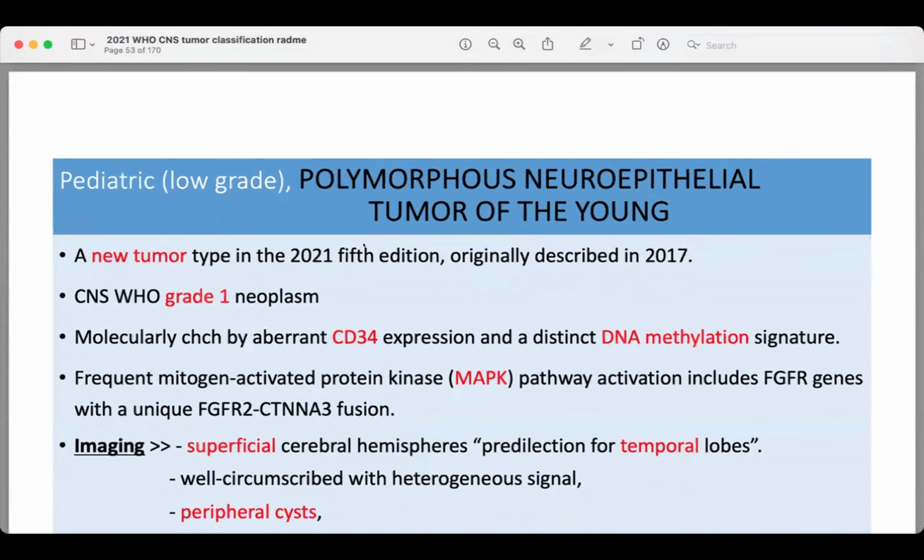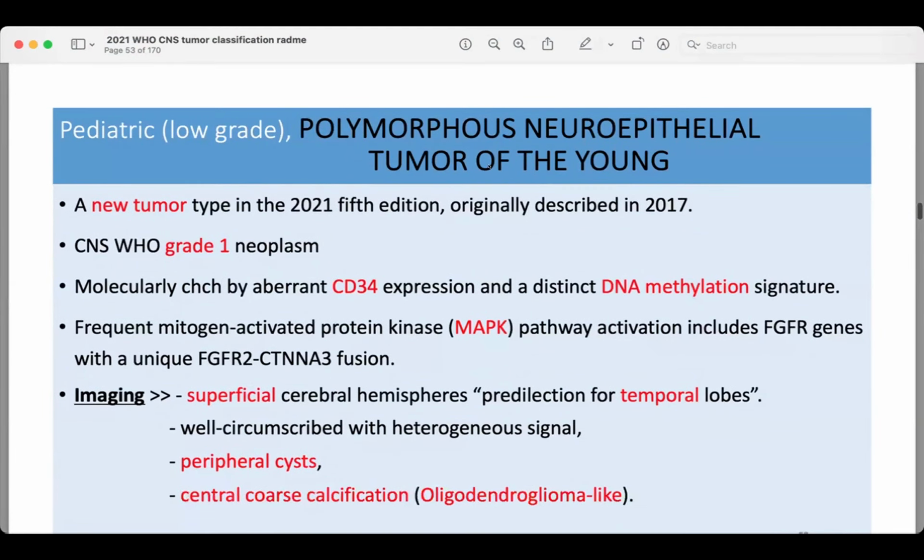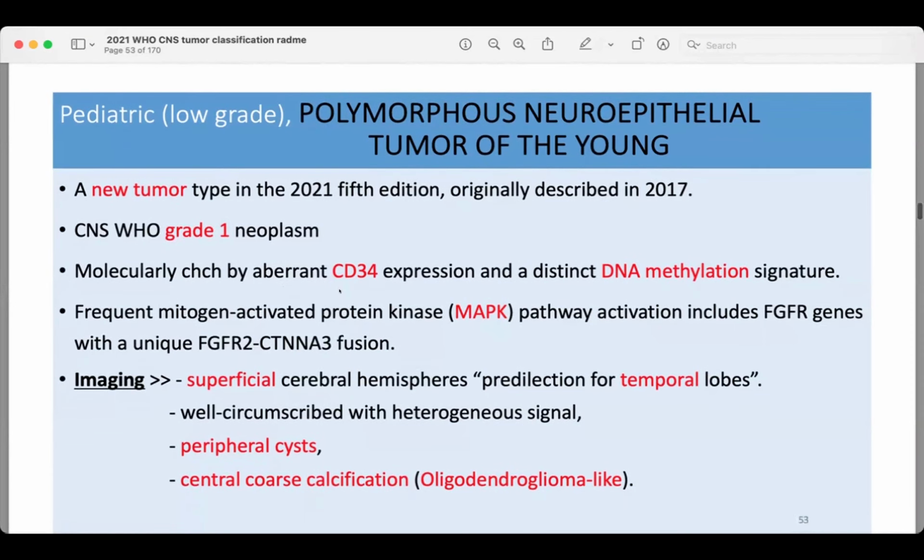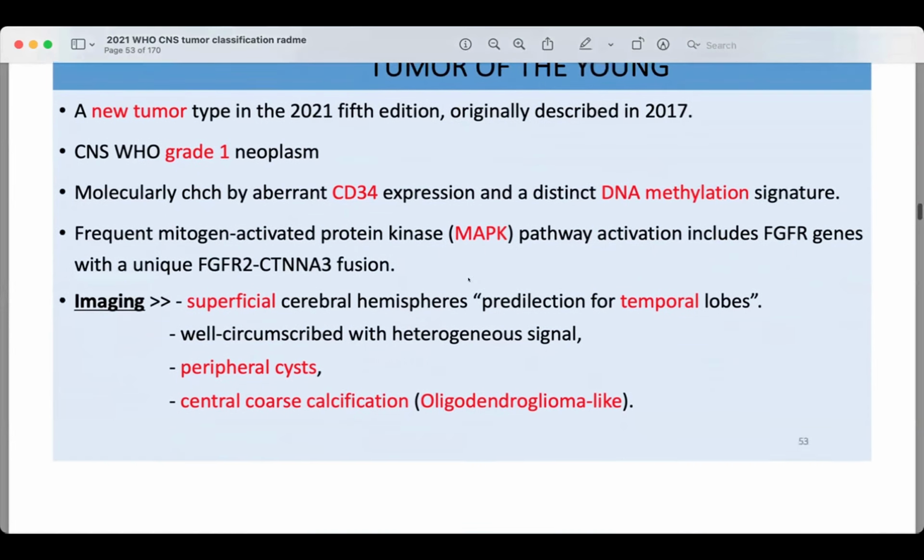The third subtype of the low-grade pediatric gliomas is the polymorphous neuroepithelial tumor of the young. This is also a new tumor introduced in the 5th edition, and it is also grade 1. It has a certain type of mutations, with expression genes, and also there are activation factors related to this certain type of glioma. In imaging, it is mostly in the temporal lobes and mostly has peripheral cysts and some calcifications.